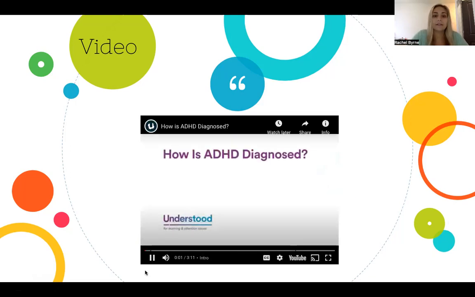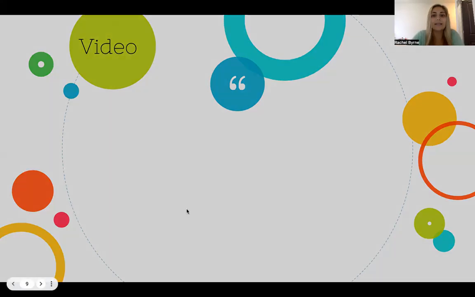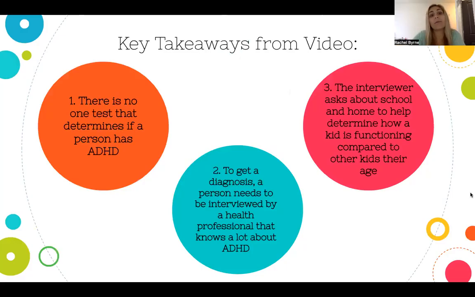And then some key takeaways from the video. It talks about how, like I said, there's no one test that determines if a person has ADHD. In the interview, he asked about school and home to help determine how the kid is functioning compared to other kids their age. So he later talks to one student that might have ADHD, and he asks them multiple questions about how they're doing in school and how they're functioning at home. And he went into details about that.